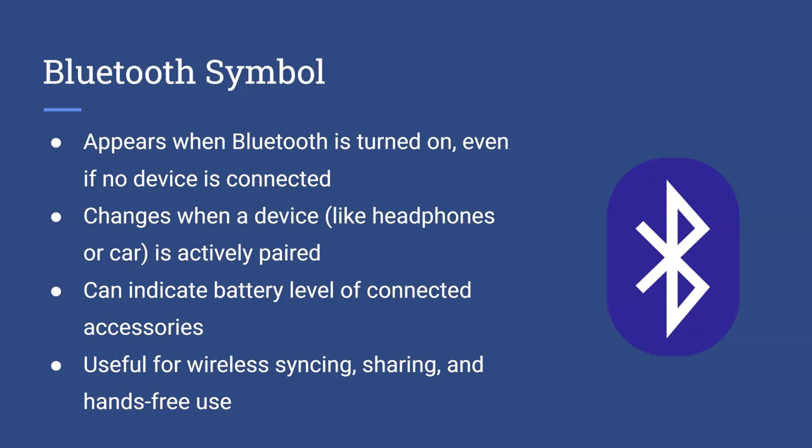So in summary, the Bluetooth symbol appears when your Bluetooth is on. It doesn't mean it's connected to anything. The option to connect to something is on. That's when the Bluetooth symbol just turns on. That's when you can see it. And it may change, may get darker, for example, when a device is connected.